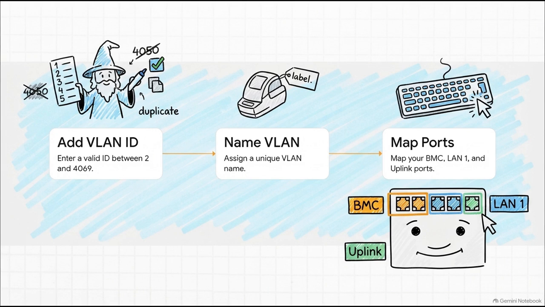Then, as you select your Baseboard Management Controller, or BMC, along with your LAN 1 and uplink ports, SCC actually draws highlighted boxes around the interfaces right on your screen. You visually know exactly which ports belong to which VLANs. It leaves literally zero room for guesswork.